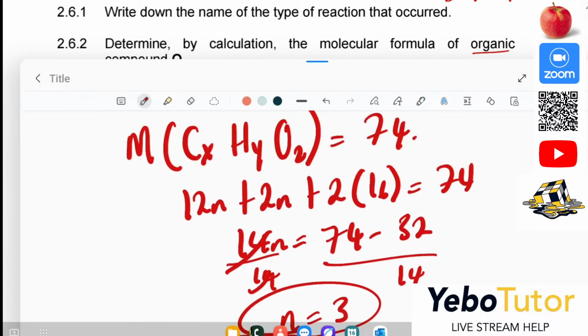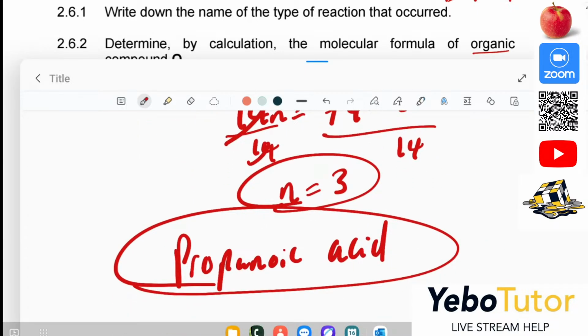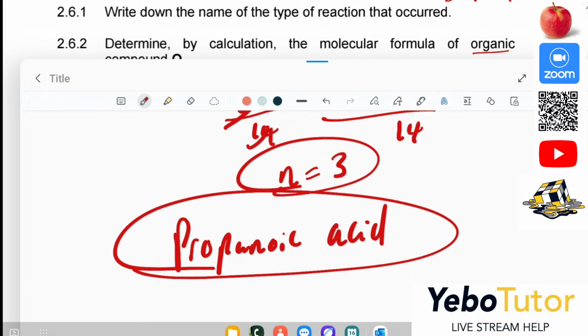So that's how we solve it and get to the answer. Bottom line, we know carbon, we know hydrogen, we know oxygen. So we just put n where we don't know how much we are multiplying with. Then after that, we get our n value, which is 3, which means this will be our propanoic acid.